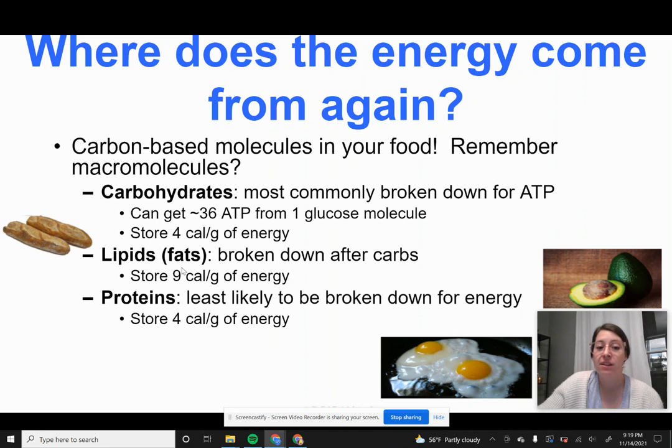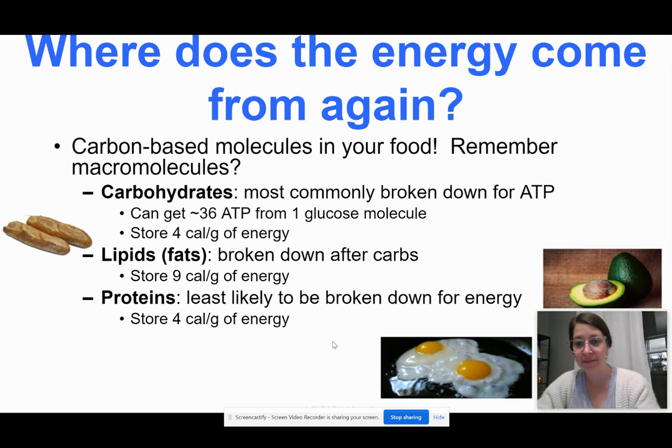And then fats will be broken down after carbs, and proteins are the least likely to be broken down, but they still can get some energy. And remember, we never break down nucleic acids because those are your DNA. So if you are wondering where those are on this list, we don't break them down for energy. So that's where we get the energy for ATP.